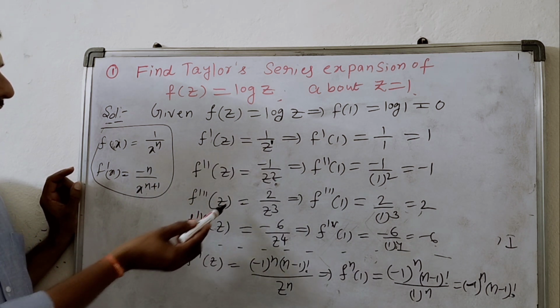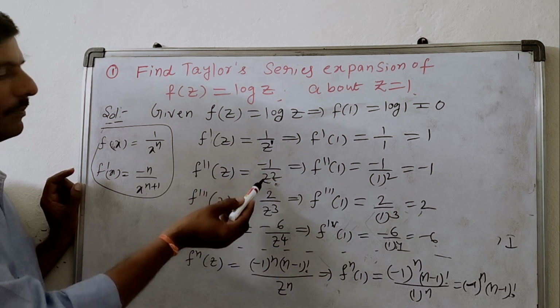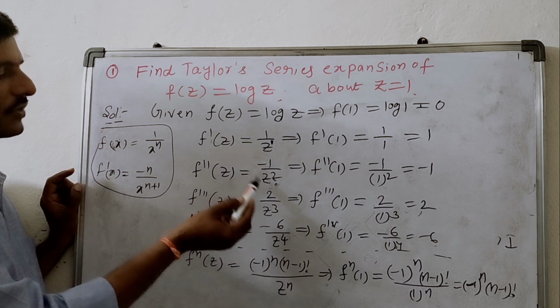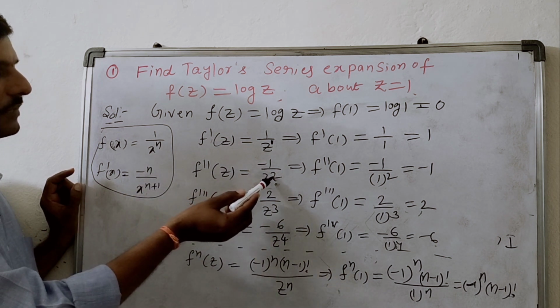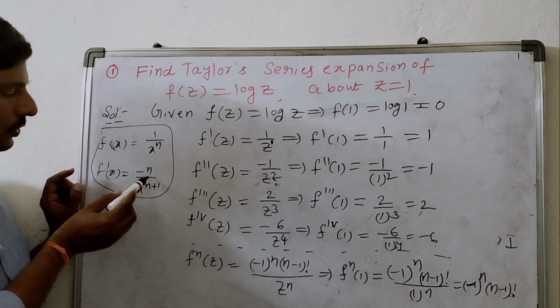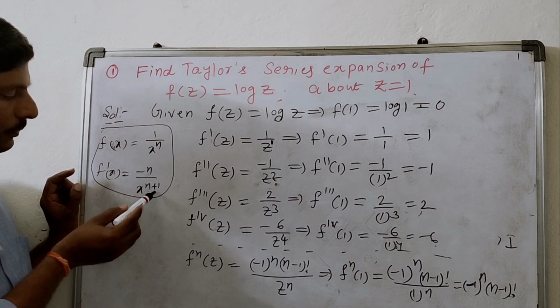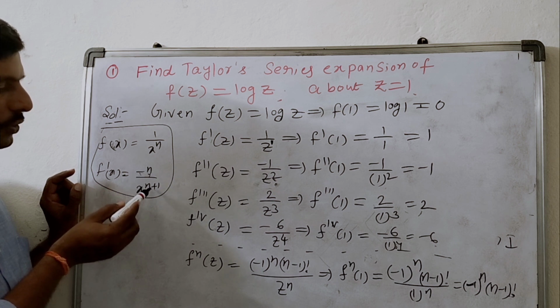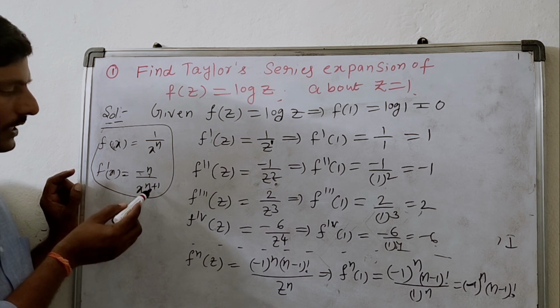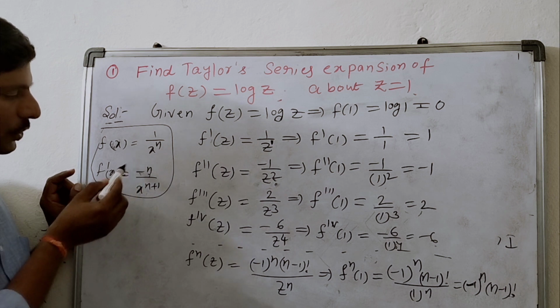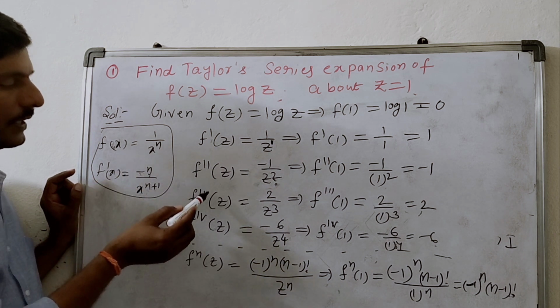f triple dash z is equal to 1 by z square differentiation. 1 by z square differentiation means in the place of n, what is there? 2. So minus 2 by z power 2 plus 1, which is z cube. Minus 2 by z cube.